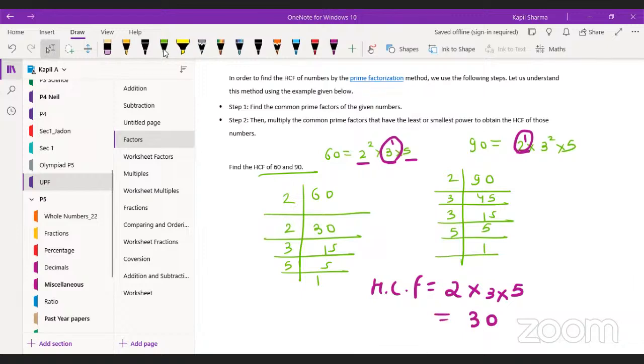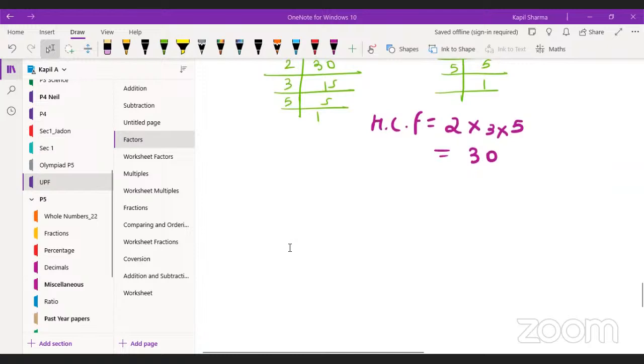Is this clear? Swastik, Devika? Yes, please respond. Okay, fine. So now let's solve a few problems related to HCF.